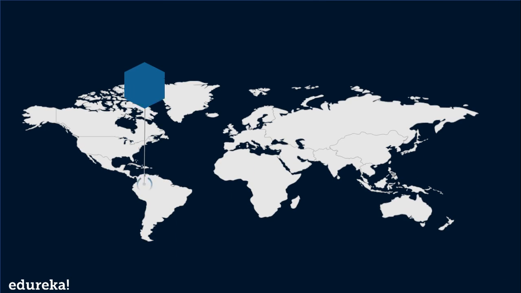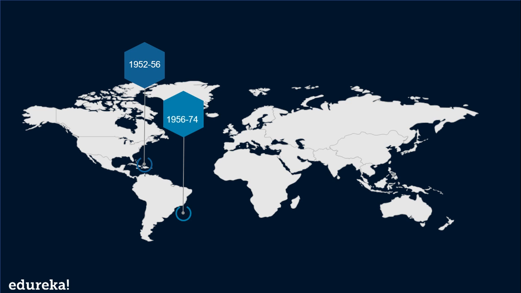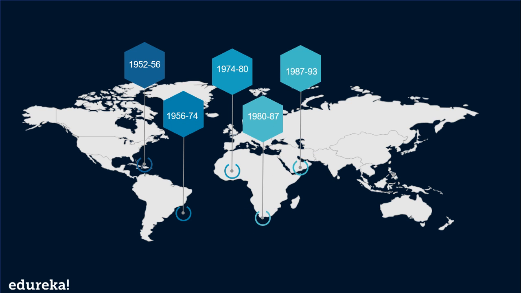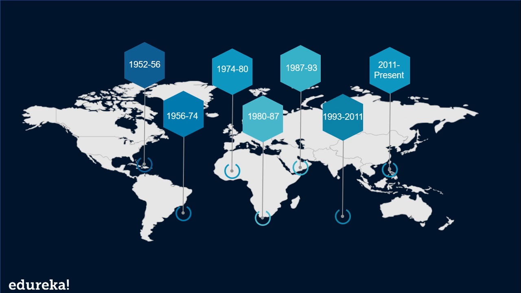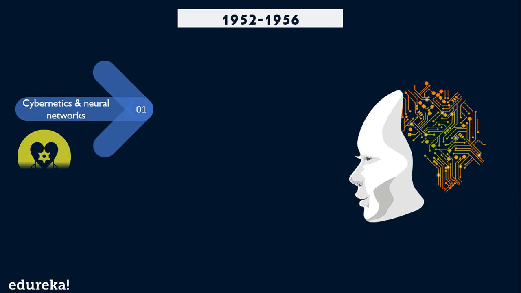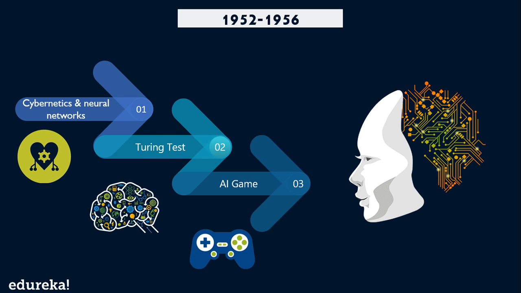Now, in the 1940s and 50s, a handful of scientists from a variety of fields began to discuss the possibility of creating an artificial brain. The earliest research into thinking machines was inspired by a confluence of ideas that became prevalent in the late 1930s, 40s, and early 1950s. Recent research in neurology had shown that the brain was an electrical network of neurons that fired in all or nothing pulses. Now in 1950, Alan Turing devised the Turing test.